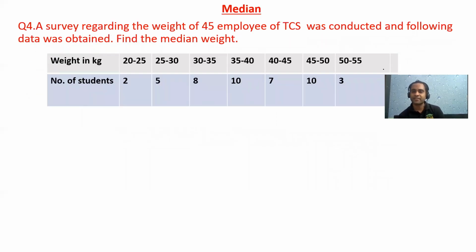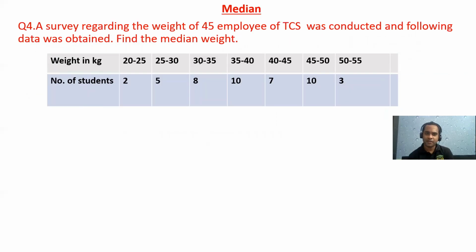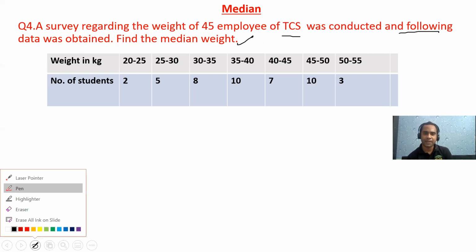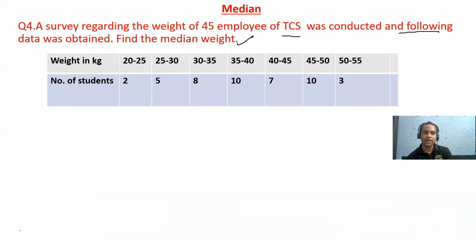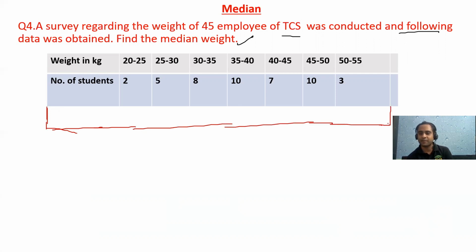Okay, now friends, the actual question comes here. A survey regarding the weight of 45 employees of TCS was conducted and the following data was obtained. Find out the median weight. Okay, now friends, before we find the weight, there are some procedures which we need to understand, and then only we will be able to do it.